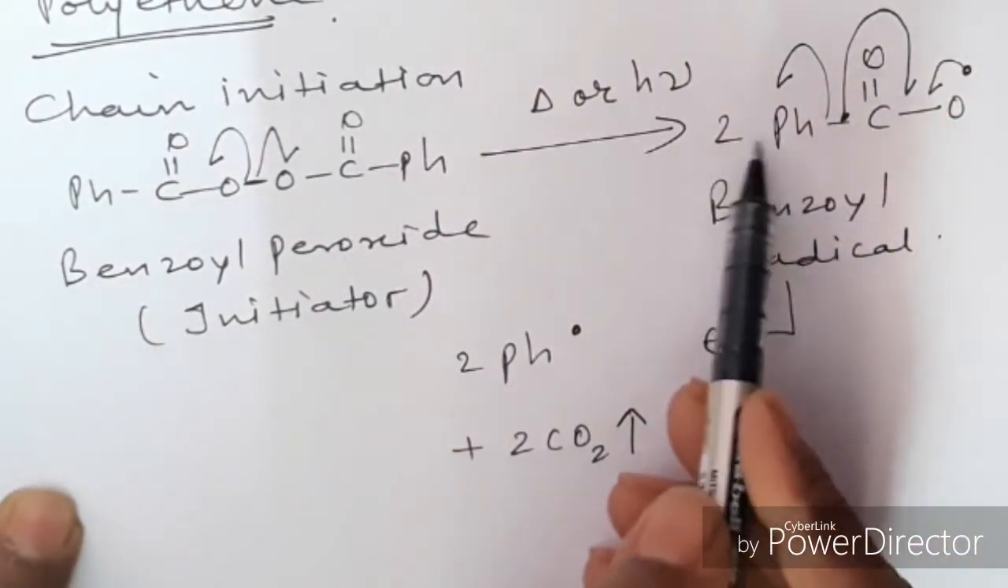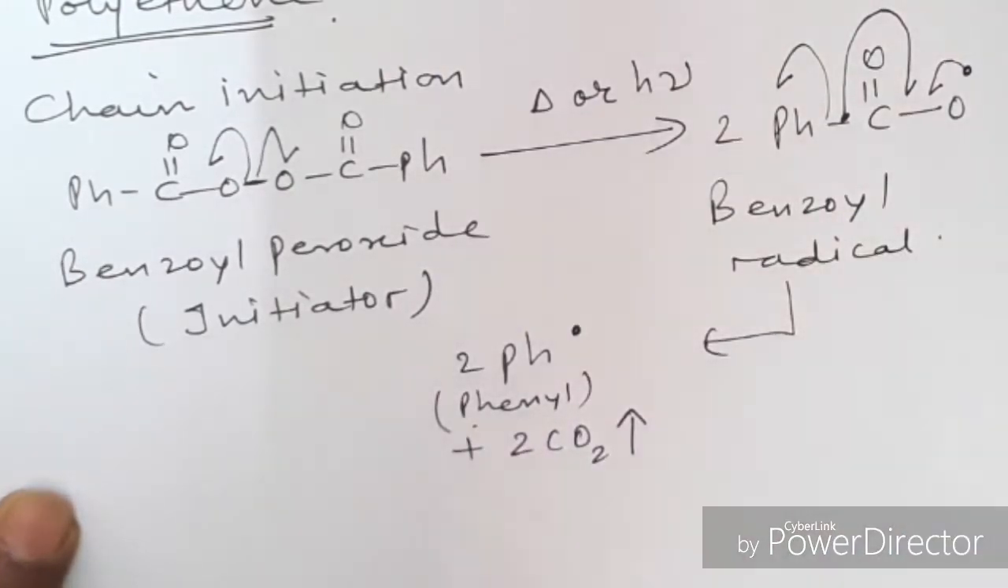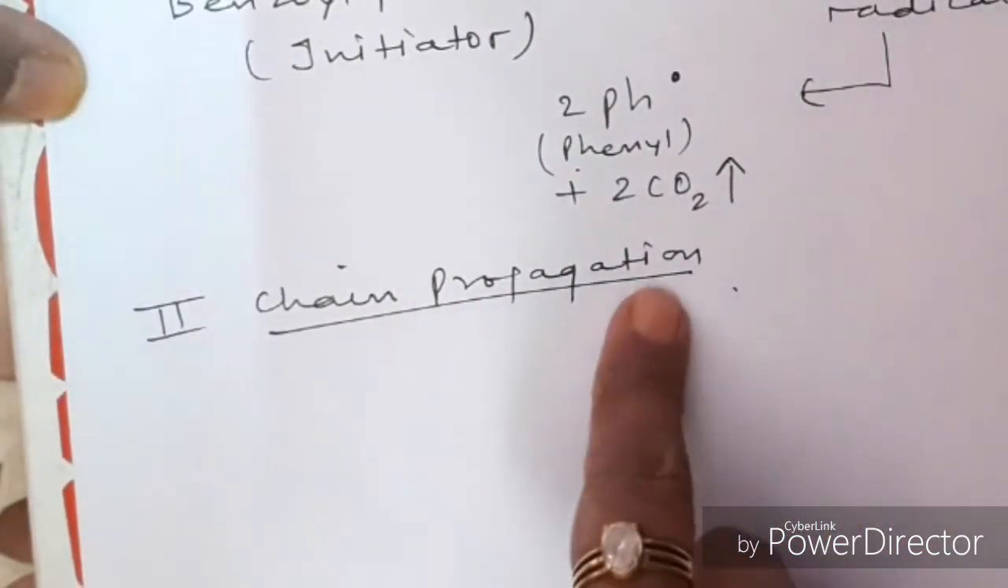So two phenyl radicals are going to be formed here. Let's write its name here. So that was the first step. Now what happens to this radical?